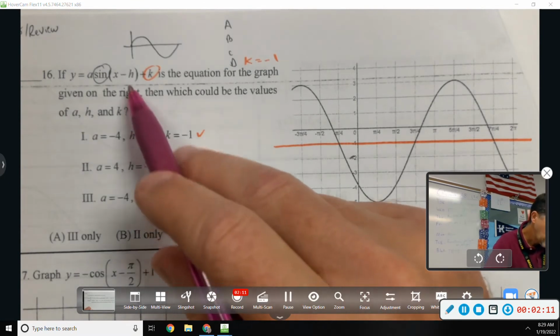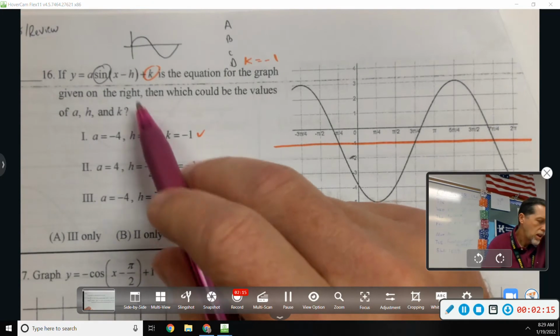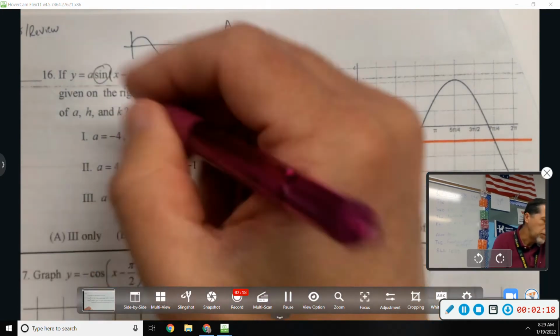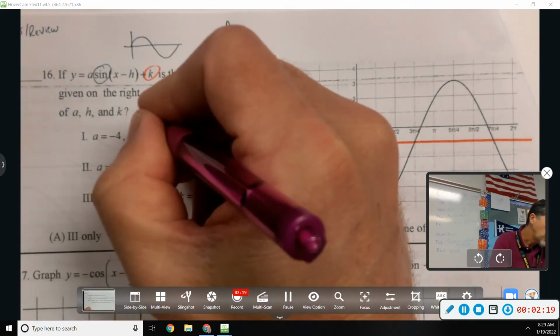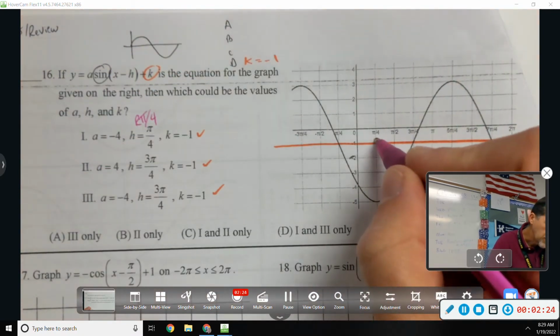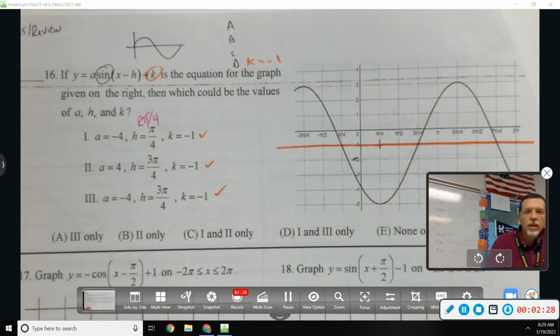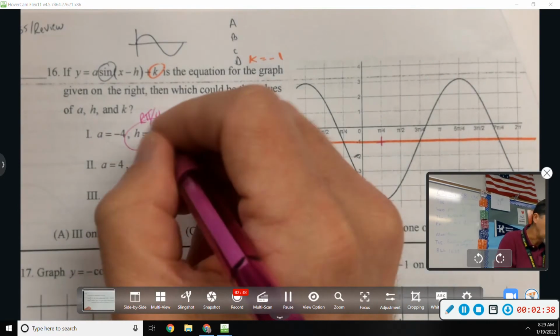So let's see. If we're going x minus pi over 4, that would be right pi over 4. So that would be a starting point right here. What do we think about that? Yeah, that could not be a sine. That would be a negative cosine wave. So that's out. I can't do that.